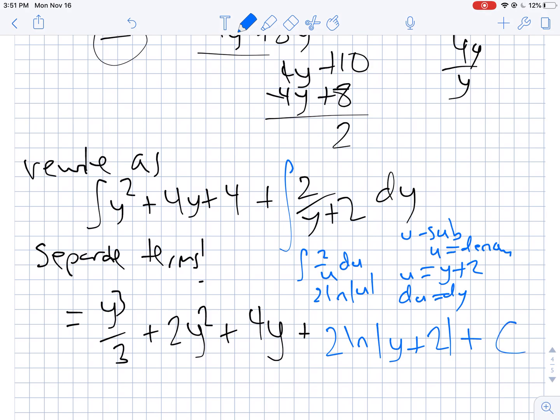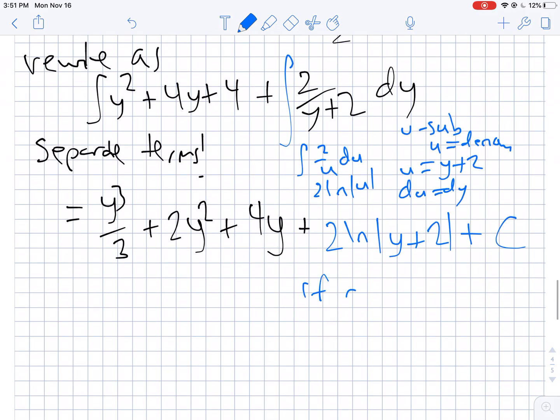Now, of course, if you had a definite integral, it is this very last step that you would plug into, but you'd be fine there. So if it was a definite integral, now you plug in and you'll do a top minus bottom.